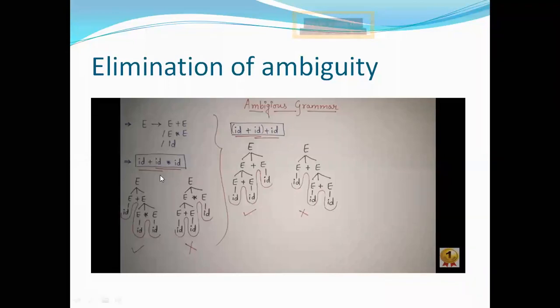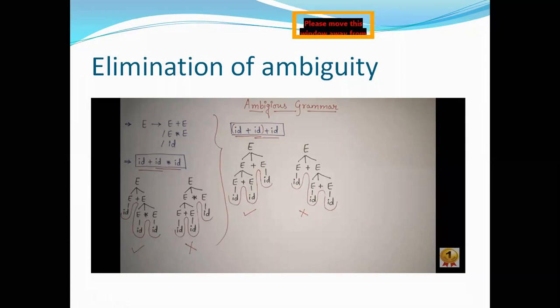In this string, we have a parse tree like this. E produces E plus E first, and this E is replaced. Here we are using the rightmost derivation. E produces E star E and id. So this is the yield, and this is the correct one. Why? Because in this string id plus id star id, we are eliminating the ambiguity present in the grammar.